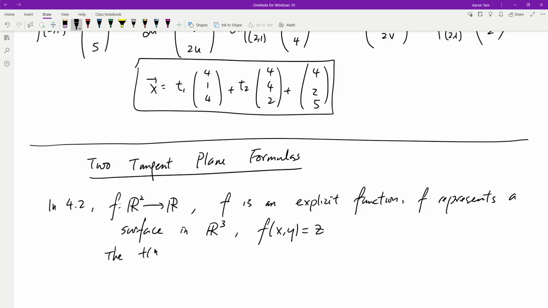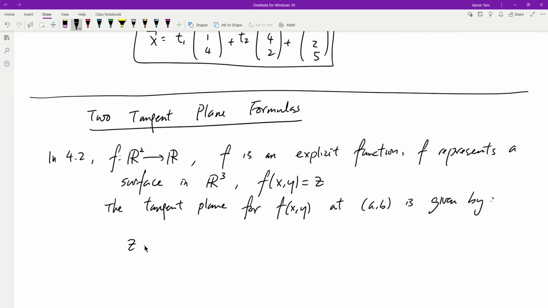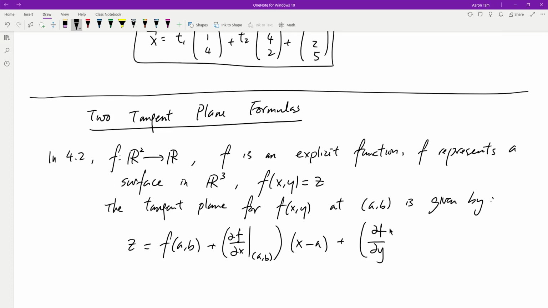And the tangent plane for f of x, y at, let's say, a specific point (a, b) is given by this formula. z equals f of (a, b) plus df over dx, the value at (a, b), multiplied by x minus a, plus df over dy, evaluated at (a, b), multiplied by y minus b. And that forms the tangent plane at (a, b).